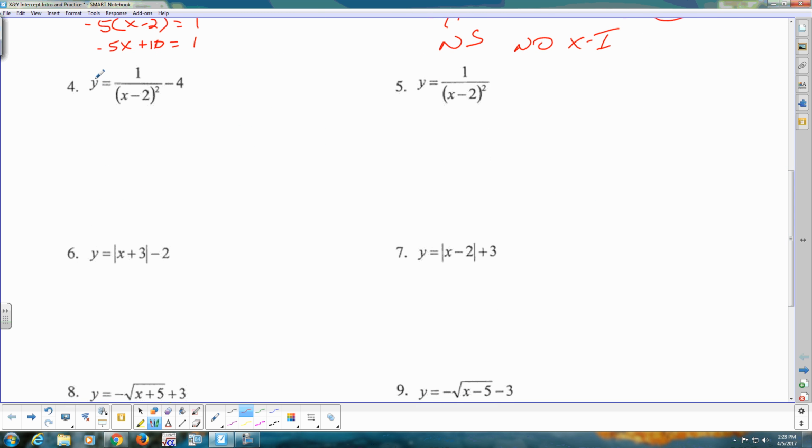So go back and let y be 0. Add the 4. 4 is equal to 1 over x minus 2 squared. If you need to, put it over 1 to see it. Cross multiply.